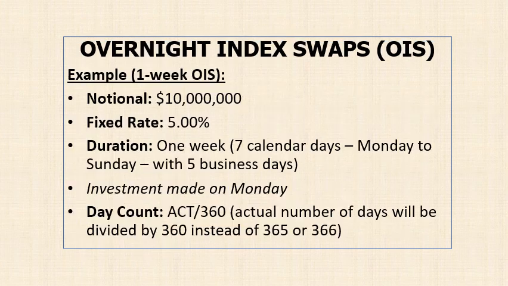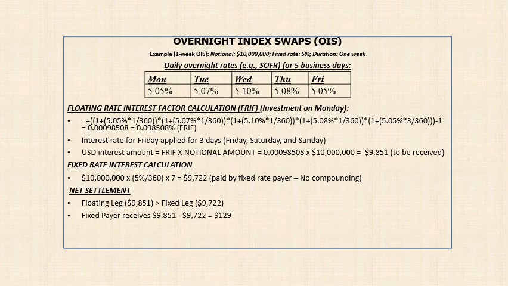Let's say we have a 1-week overnight index swap contract with a notional of 10 million and a fixed rate of 5%. The duration is 1 week, just 7 calendar days, Monday to Sunday, with 5 business days. Day count is actual 360. Actual number of days will be divided by 360 instead of 365 or 366. Suppose the daily overnight rates, let's say we are taking the reference of SOFR, for the 5 business days are Monday 5.05%, Tuesday 5.07%, Wednesday 5.1%, Thursday 5.08%, and Friday 5.05%, which is applied for 3 days because of the weekend. All these rates are annual rates.